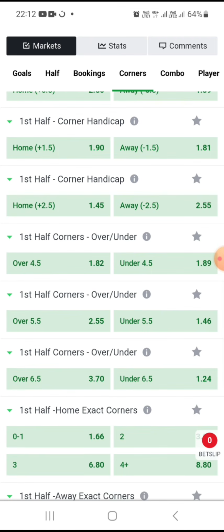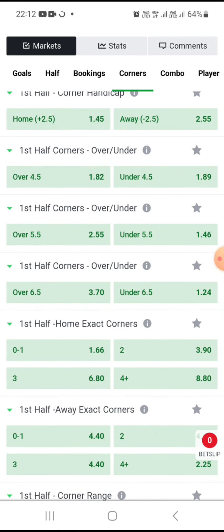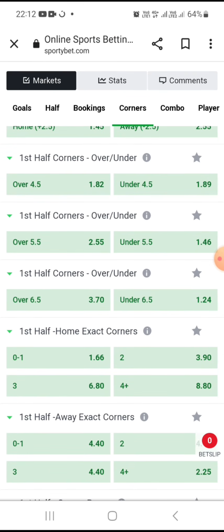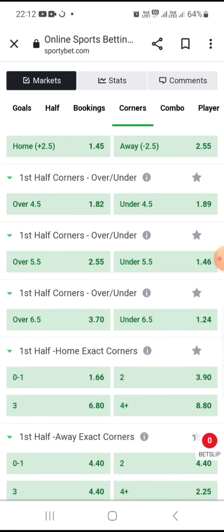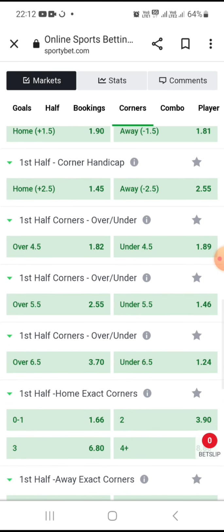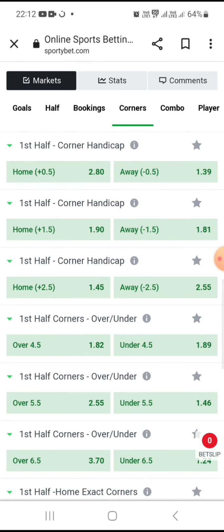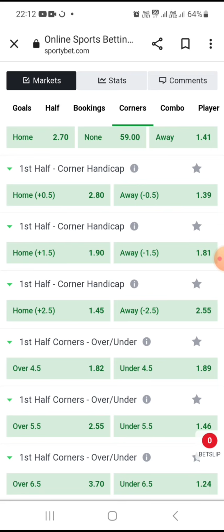Where is it? First half over and under. Okay, look at it. First half over and under. That is over 6.5 first half, under 6.5. This is where you also have to consider playing. First half corners over and under. This one is over 4.5. You consider this one. Second half, that's the second half.